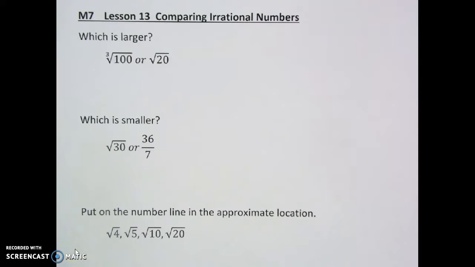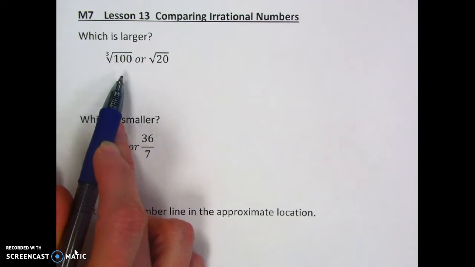Module 7, Lesson 13, Comparing Irrational Numbers. So what they're going to ask us to do in Lesson 13 is compare and tell which number is larger, which number is smaller. They're also going to have us put square root numbers on a number line. So we're going to get the decimal approximations to compare them. We're going to get the decimal approximations to put them on a number line.